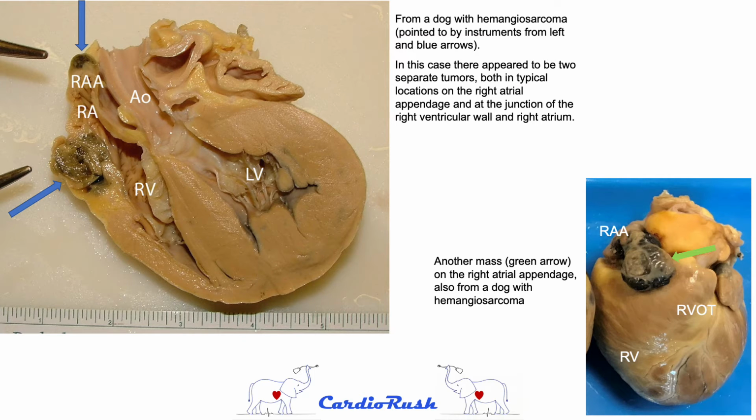In the lower right panel, this dog also has hemangiosarcoma. This is a different perspective from outside the heart, and the green arrow points at a large mass attached to the right auricular appendage. Again, this is one of the more classic locations for cardiac hemangiosarcoma, a mass attached to the right auricular appendage.